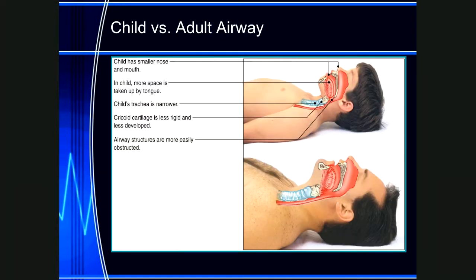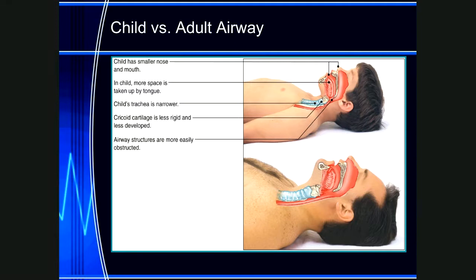Talk a little bit about the child's airway versus the adult airway. Remember that the mouth and nose and the trachea of infants and children are smaller and more easily obstructed. The child's tongue is proportionately larger than the adult's. And the child's windpipe is softer and more flexible. That's why we don't use a head tilt chin lift method.